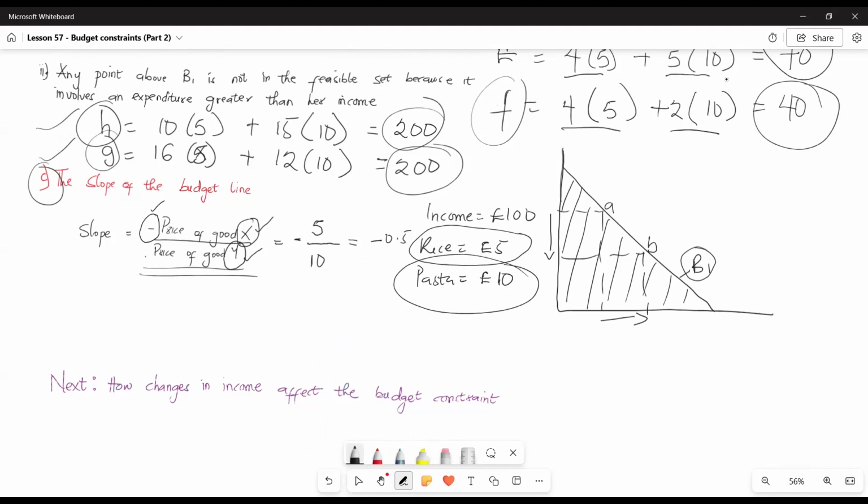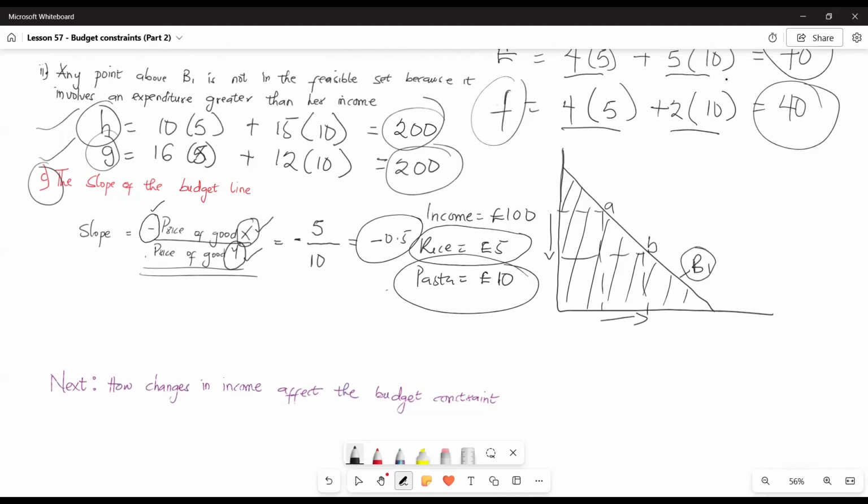If we look at the price of rice, which is £5, and the price of pasta, which is £10, we can immediately see that rice is half as expensive as pasta. Anytime Ella wants an extra bowl of rice, she has to forgo half a bowl of pasta. So this is simply what the slope is telling us, that Ella trades pasta for rice at a rate of 0.5. This is similar to saying since pasta is twice as expensive as rice, anytime Ella does not buy pasta, she has an extra £10, which can get her 2 bowls of rice.